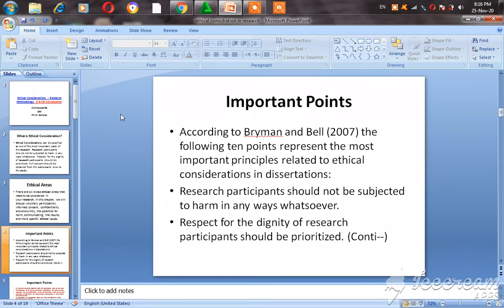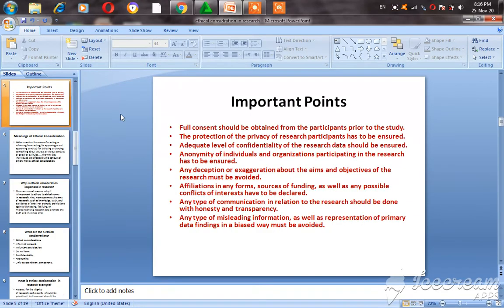Important points. According to Bryman and Bell 2007, the following 10 points represent the most important principles related to ethical consideration in dissertations. Research participants should not be subject to harm in any way whatsoever. Respect for the dignity of research participants should be prioritized. Full consent should be obtained from the participant prior to the study.